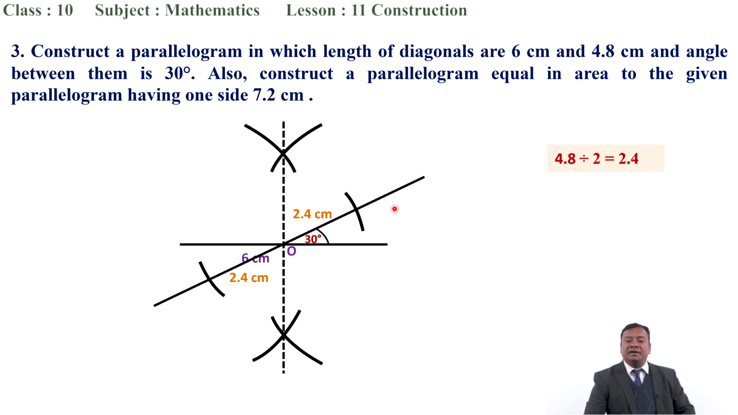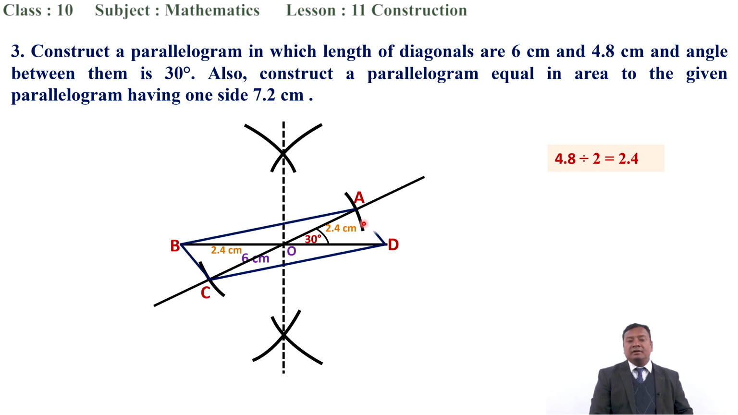Now when we join ABCD, you can join all of these, and the parallelogram ABCD is formed. According to the question, one diagonal BD is 6 centimeter, the next diagonal is 2.4 plus 2.4, which is 4.8 centimeter, and the angle between these diagonals is also 30 degree. Here the parallelogram is formed.